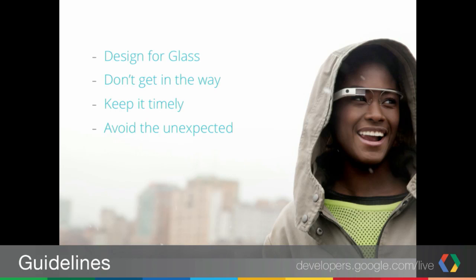The 4 guidelines are first, design for glass. Glass is new, and you need to design specifically for it as a user experience. You don't want to get in the way. You want to provide information there for the user when they want it, but you want to be completely out of the way when they don't. You want to keep it timely. Glass is about right now, provide up-to-date information and respond to the user right away. And finally, you want to avoid the unexpected, and especially the unexpected and unpleasant. Give the user the service that they signed up for.